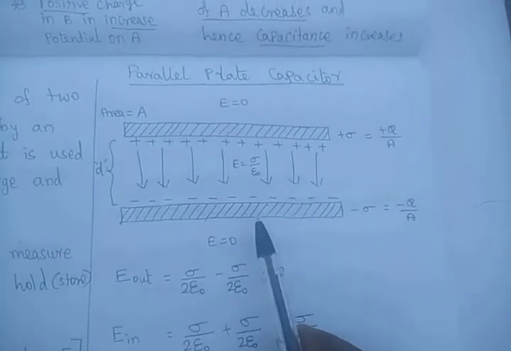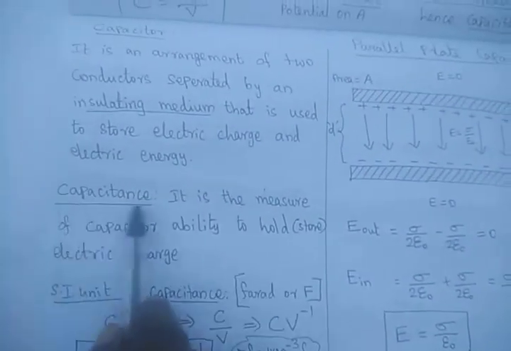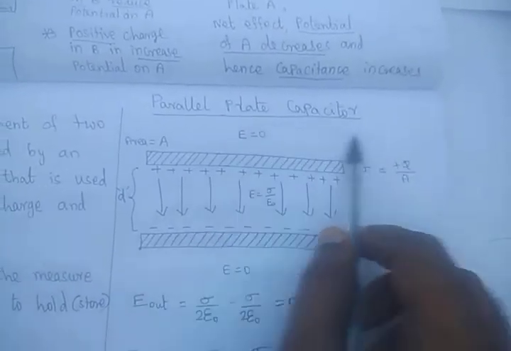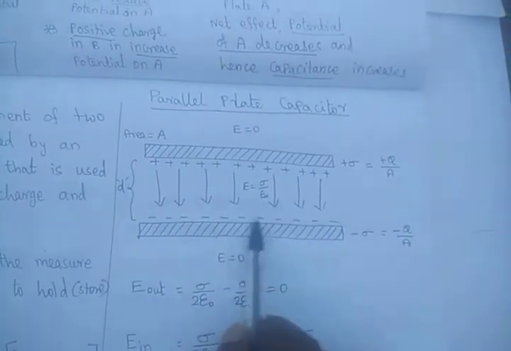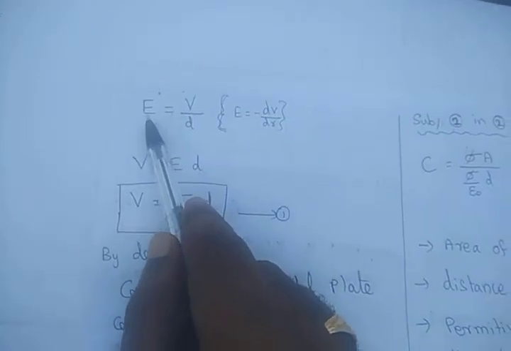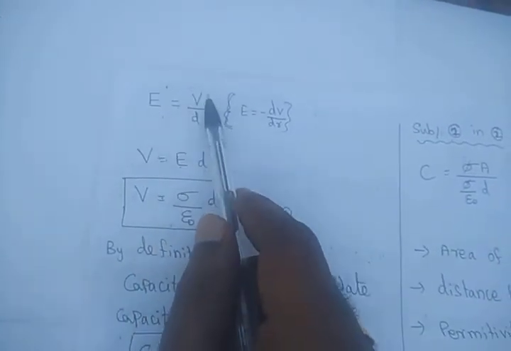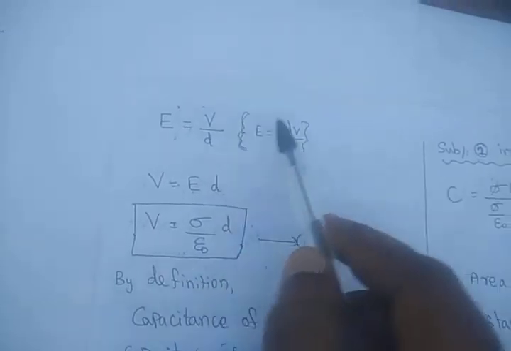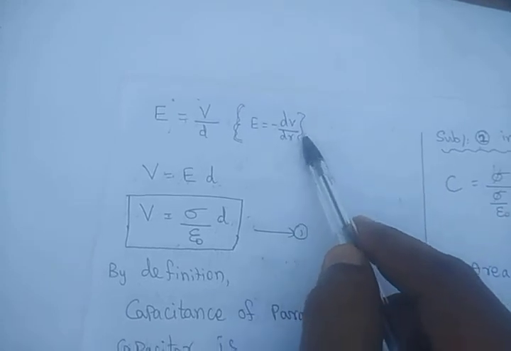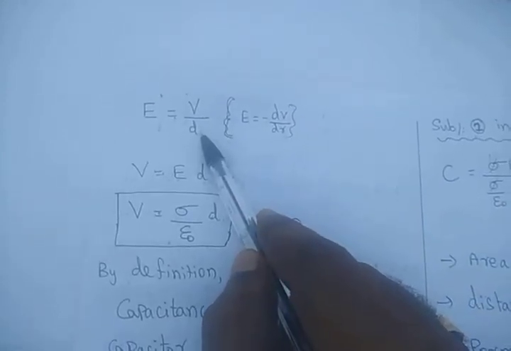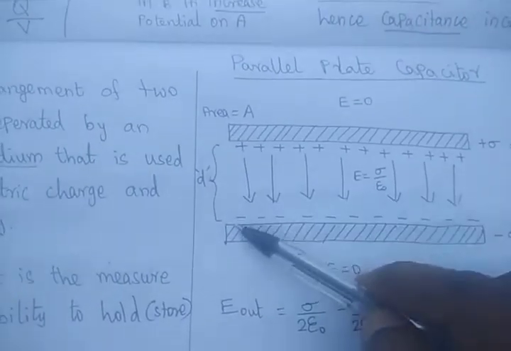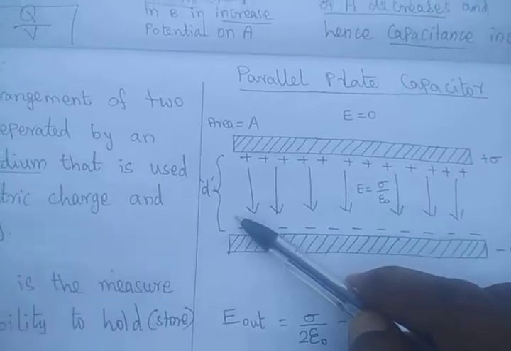Dear students, our aim is to find the capacitance value, what is the C value for the parallel plate capacitor. For that, we know the relation between the electric field and the potential: electric field is equal to potential divided by the distance between them. That is, E is equal to the potential gradient dV by dr. Instead of the distance, we put D, because this D is the distance between the two plates.